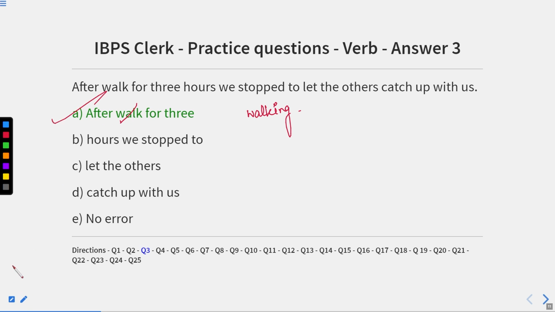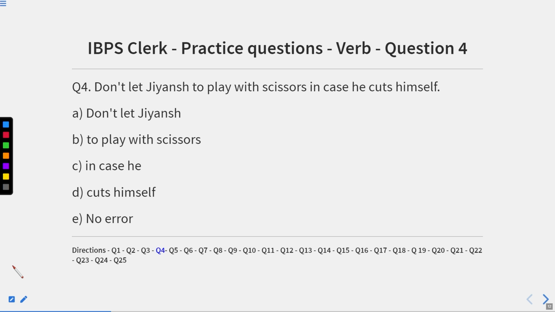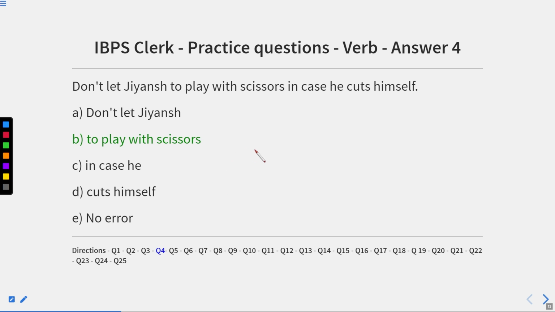Now let us move to the next question. Now this is question number 4. Don't let Jiansh to play with scissors in case he cuts himself. Again, the same thing happens whenever we have the word let, it should be followed by a bare infinitive, that is infinitive without to. It means we should not use to, we only use verb first form. But here we can see let Jiansh to play. So this to play is incorrect. It should be don't let Jiansh play. Therefore, error is in part B where this to is incorrect. So remove to. That is the correct sentence.